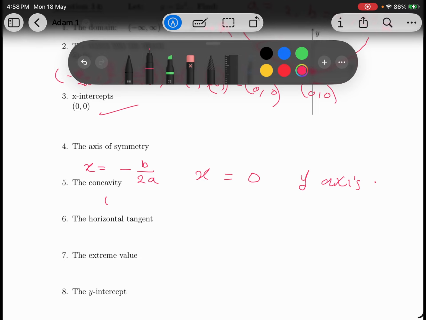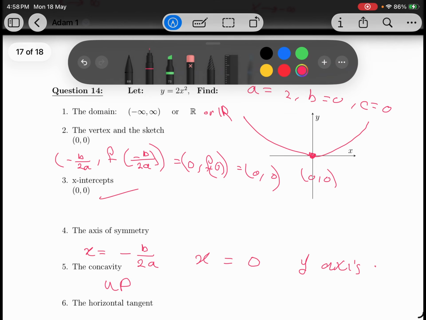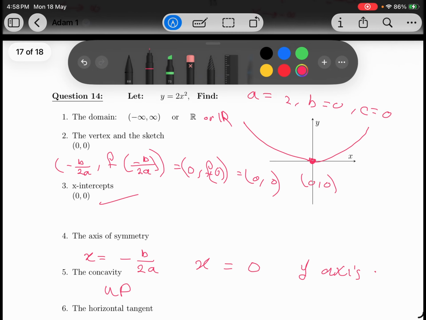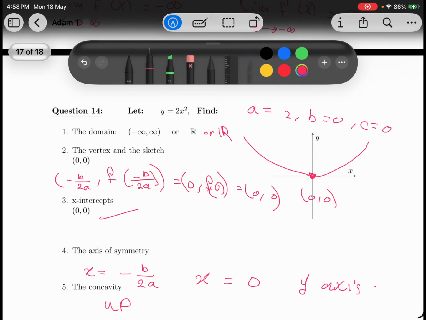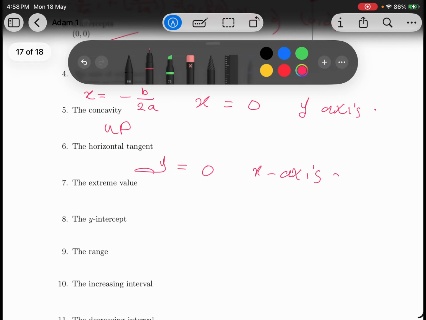And concavity, of course, is up over the entire real numbers, because the leading coefficient is 2, which is more than 0, positive, so upward. Here the horizontal tangent, and the only horizontal tangent here, is y equals the y coordinate of the vertex, which is 0, which is the x-axis. The horizontal tangent occurs at the lowest point on this graph, which is the x-axis itself, y equals 0.